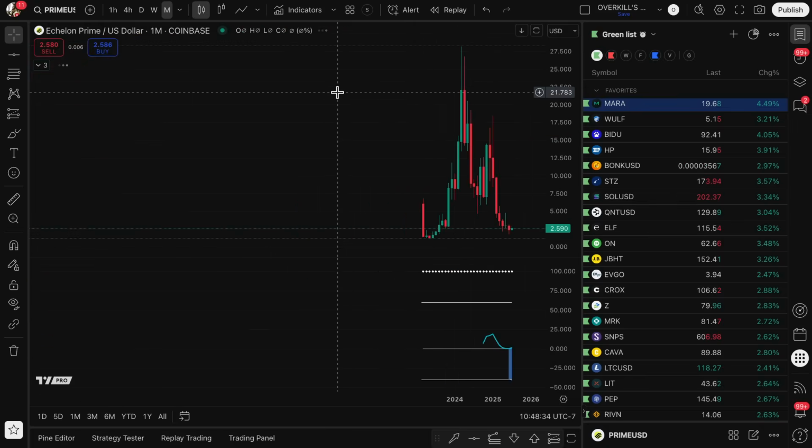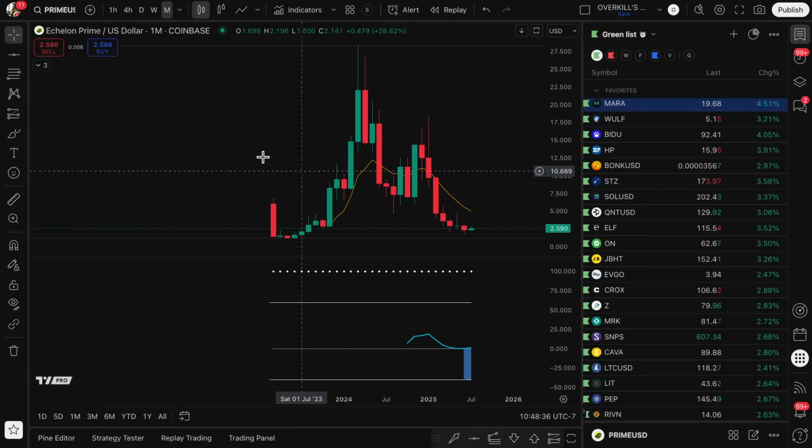Prime's pretty choppy here. That one got hit really hard though. That looks interesting. It doesn't have the green dot yet, but this is right back down to the lows right here. So if you believe in this project, I think it's a great time to be looking to start a position on this.